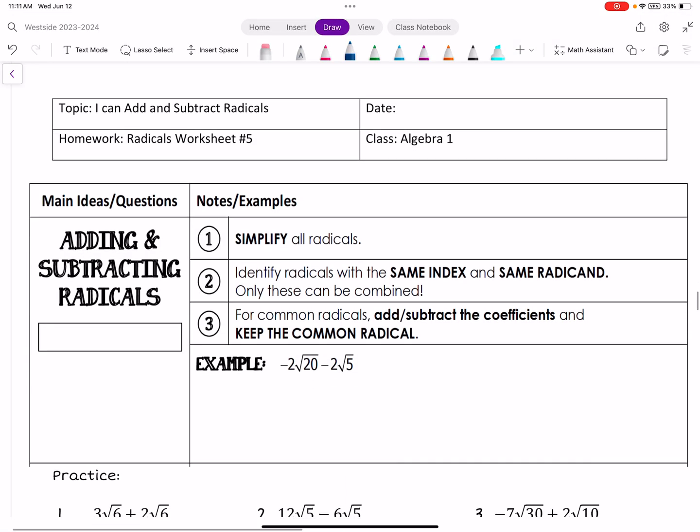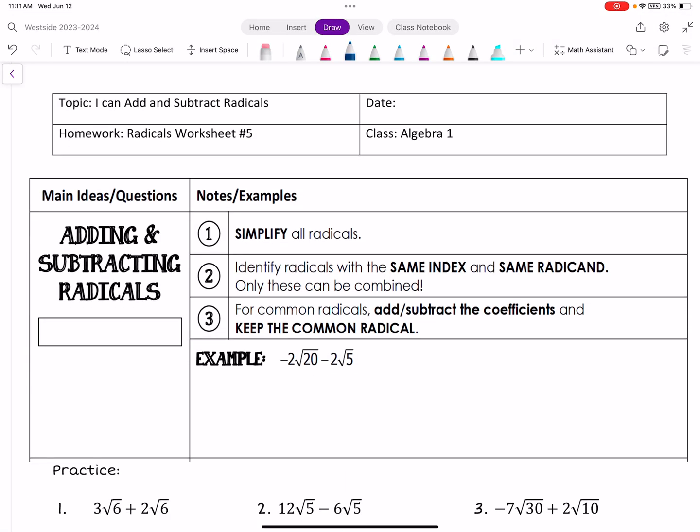All right, we're going to go ahead and talk about adding and subtracting radicals. Your homework is over radicals worksheet number 5.